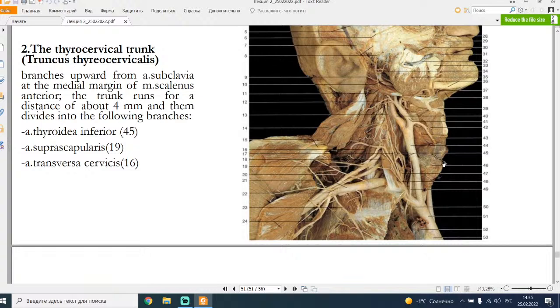What you see, truncus thyrocervicalis, arteria thyroidea inferior, arteria suprascapularis, and arteria transversa cervicis. Three arteries. This is truncus thyrocervicalis.